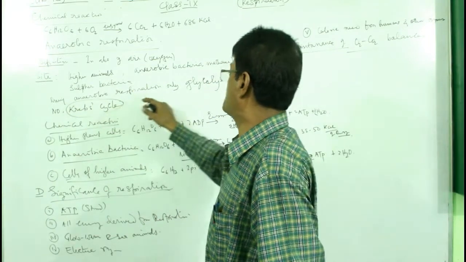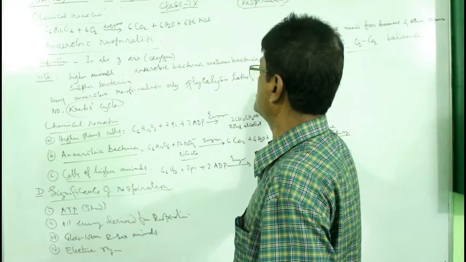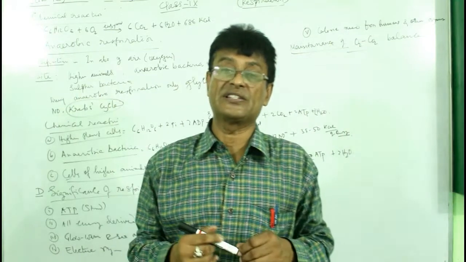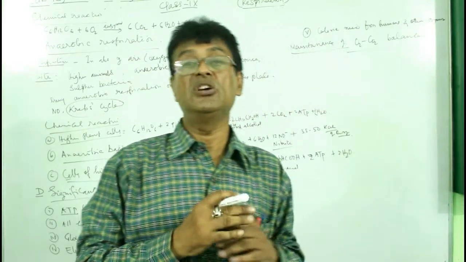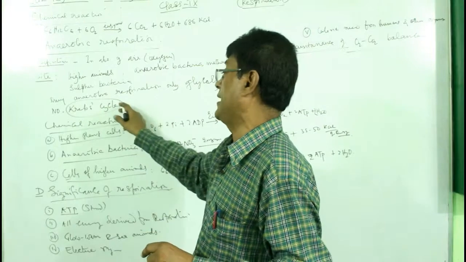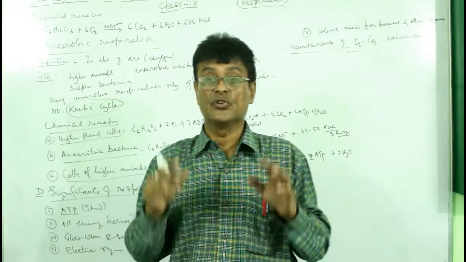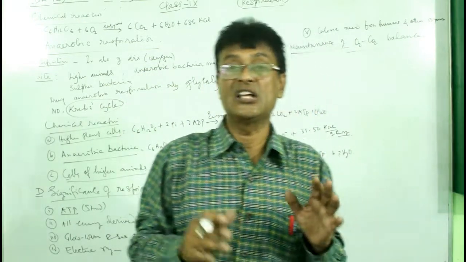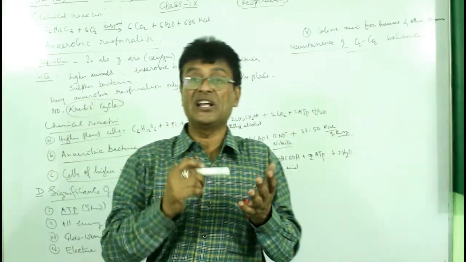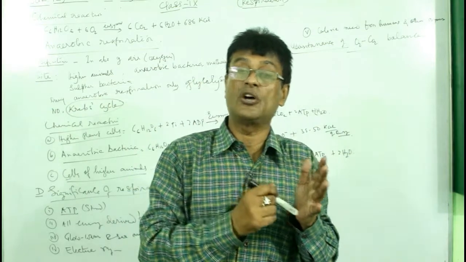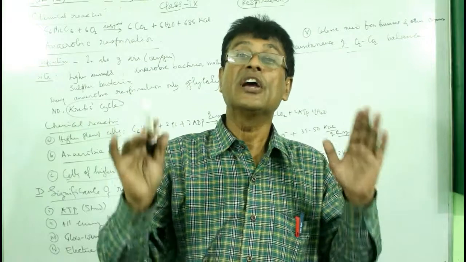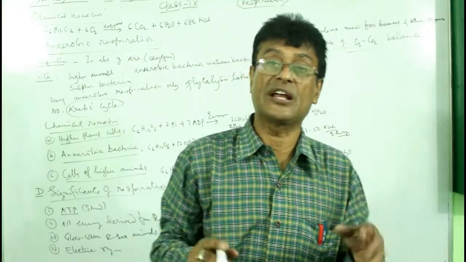During anaerobic respiration, only glycolysis takes place, in the cytoplasm of the cell. No Krebs cycle is there, so the Krebs cycle does not follow. In anaerobic respiration, the respiration is only by means of glycolysis.